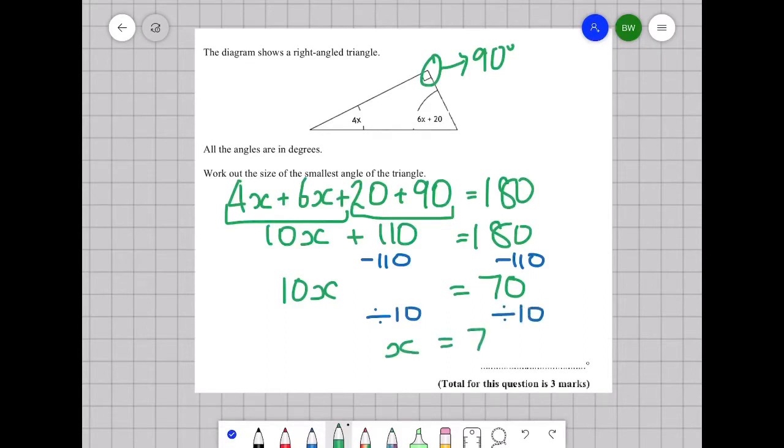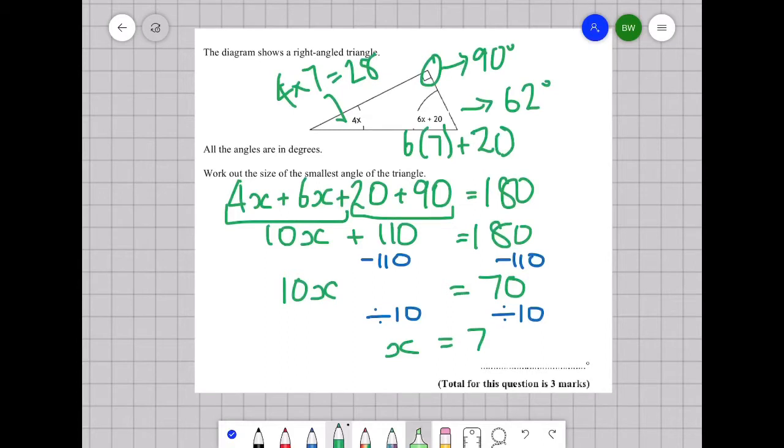And then if I substitute back in, so 4 times 7 is 28. 6 times 7 plus 20. Okay, so 6 sevens are 42, plus 20 is 62. So the smallest angle in the triangle is this one here. So my answer is going to be 28 degrees.